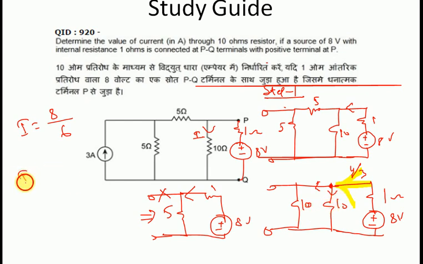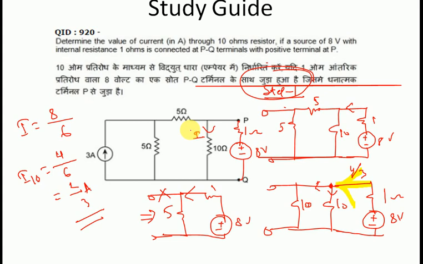So the current through the 10 ohm will be 4 by 3 divided by 2, that means 4 by 6, which is 2 by 3. So the current through the 10 ohm is 2 by 3 for only the 8 volt source. This is our step 1. In step 2 we will take the 3 ampere source. In step 1 we have taken only the 8 volt.